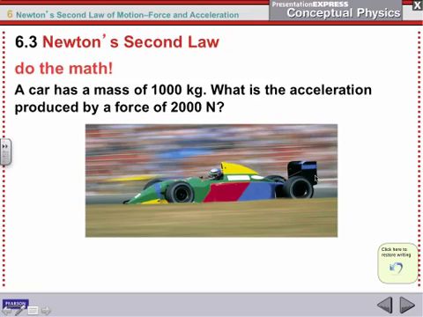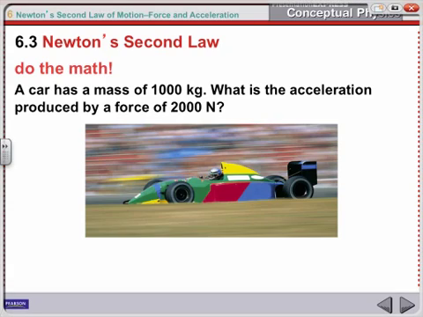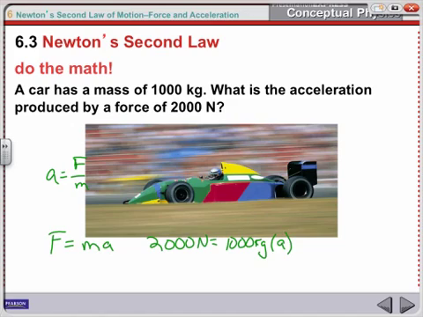All right, here's a race car, mass of 1,000 kilograms. What's its acceleration if the force is 2,000 newtons? Well, we can use this formula, A equals F over M, but once again, I like F equals ma, and this is where I always start, and then I work out what I'm trying to get. So I'm going to say 2,000 newtons equals 1,000 kilograms times my acceleration. Well, that's pretty easy. We can see that the acceleration is going to be 2 meters per second squared.